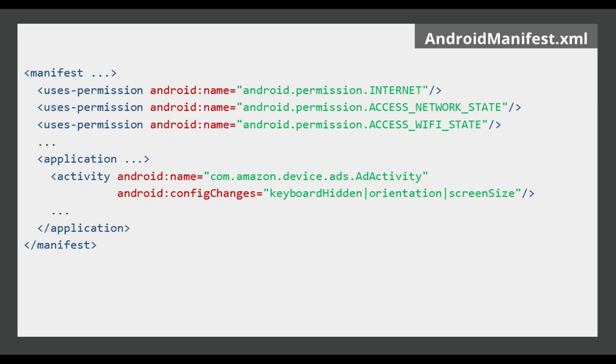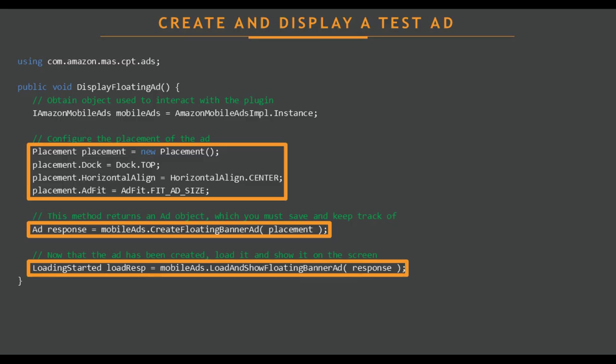Now on Android, before we can actually create a test ad, we'll also need to make sure our Android manifest includes a few key features. Number one, we need to make sure it requests the right permissions to enable access to the service. Namely, it needs to request internet, access network state, and access Wi-Fi state. And number two, we need to add the com.amazon.device.ads.add-activity. Now, in the interest of time, I'm not going to go into detail about the corresponding steps on iOS, but you can find all the information you need to do that on our developer portal.